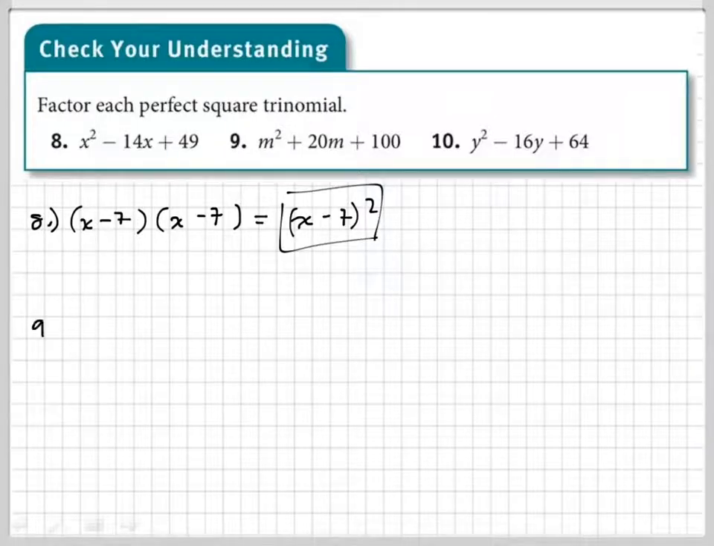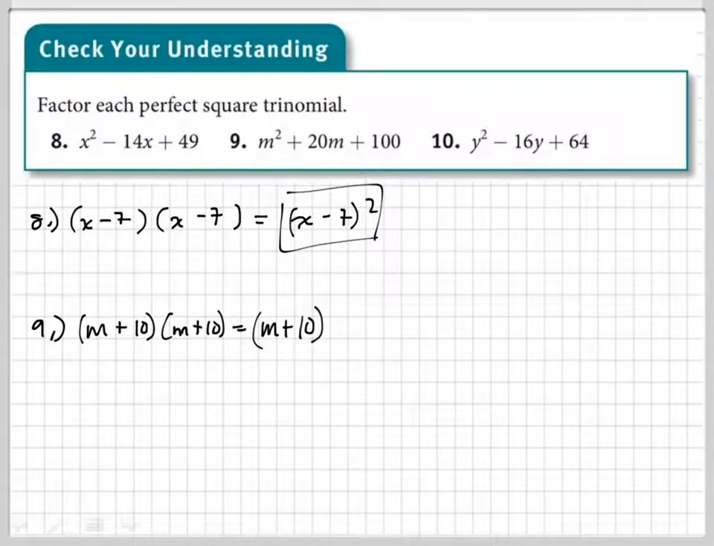Number 9, let's do the same thing. Okay, we got a 20 in the middle. Let's divide that by 2. What do you get? 10. Does 10 squared give you 100? Yes. Alright, so our answer is m. Is it plus or -10? Plus. And then what's the next one going to be? Plus 10. Alright, same thing. That's the same as m plus 10. There's the second. Okay, last one.